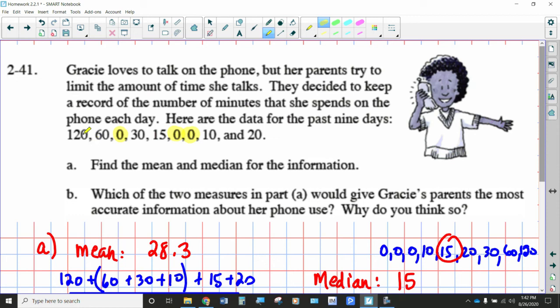What's the word I'm looking for? Whatever, when she was talking a lot on the phone, okay?